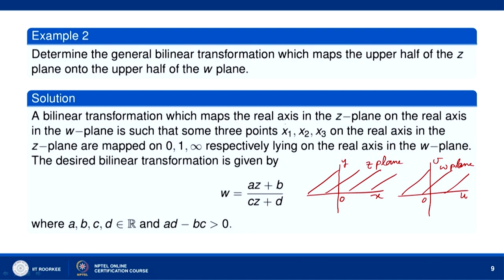Okay. So, a bilinear transformation which maps the real axis in the Z plane on the real axis of the W plane is such that some 3 points, you take 3 points x 1, x 2, x 3 here, they go to say 3 points 0, let me take 1 point 0 and then another point 1 and the third point at infinity. Okay. So, if x 1, x 2, x 3 map to 0, 1, infinity, we get a unique bilinear transformation which does this. x 1, x 2, x 3 are points on the real axis, x axis, and 0, 1, infinity are points on the u axis, the real axis of W plane. Okay. Now, let us find the bilinear transformation under which x 1, x 2, x 3 go to 0, 1, infinity.